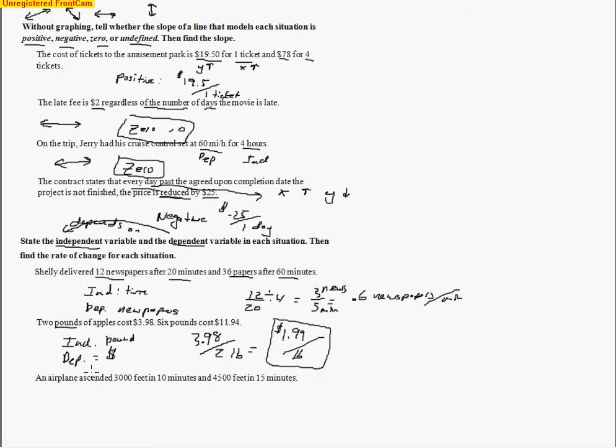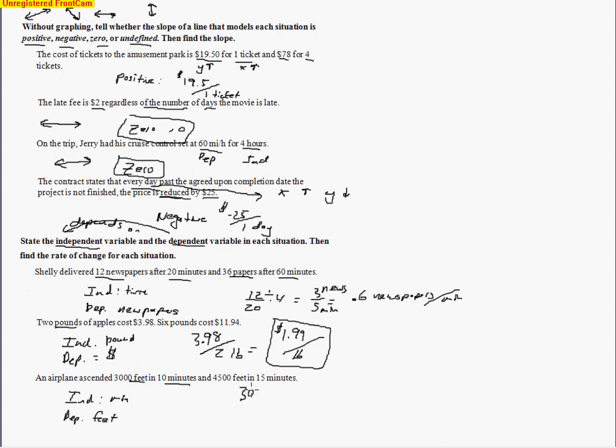And the last one, an airplane ascends 3,000 feet in 10 minutes. The feet depends on minutes. So our independent variable is minutes, or time, and our dependent is feet. And so typically, time is going to end up being our independent variable every time, because we always have to have time increasing to be able to do anything.